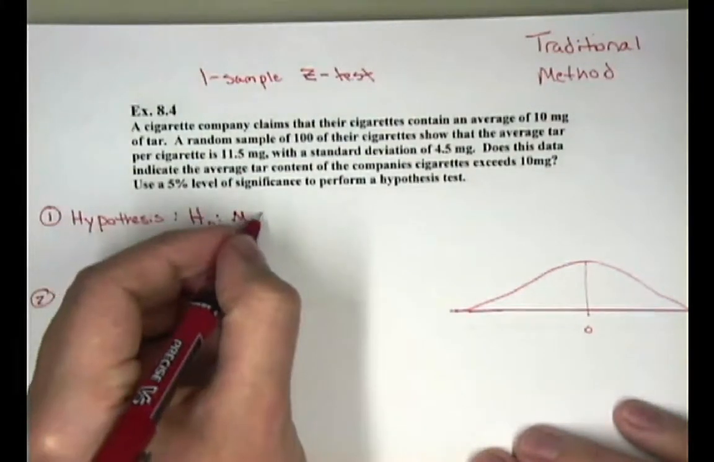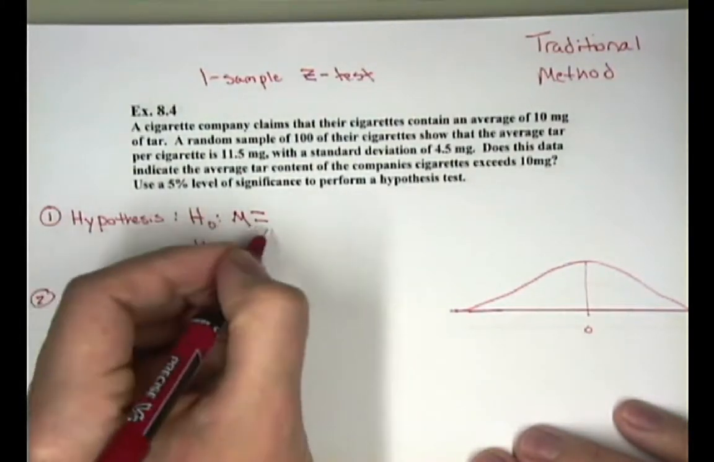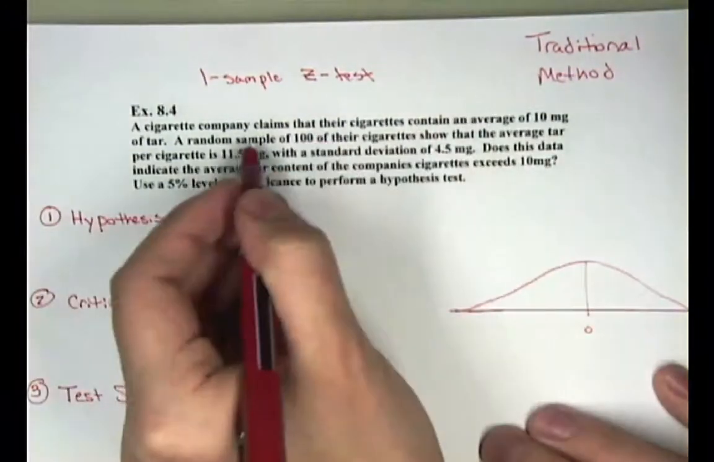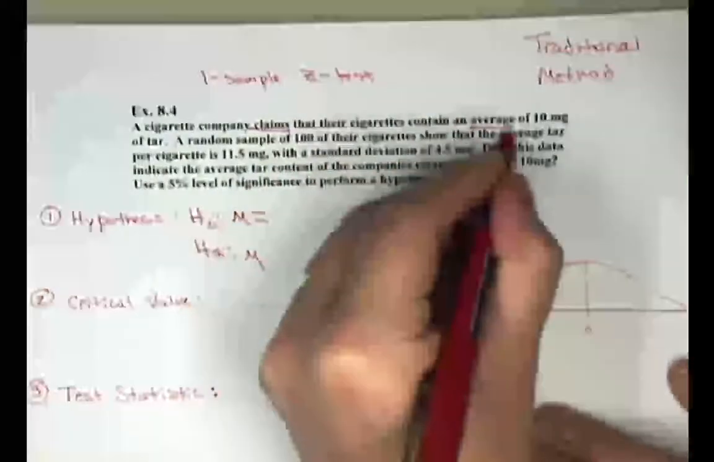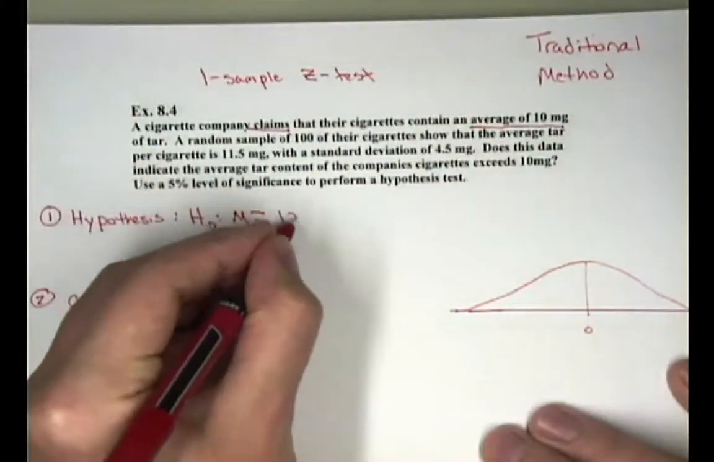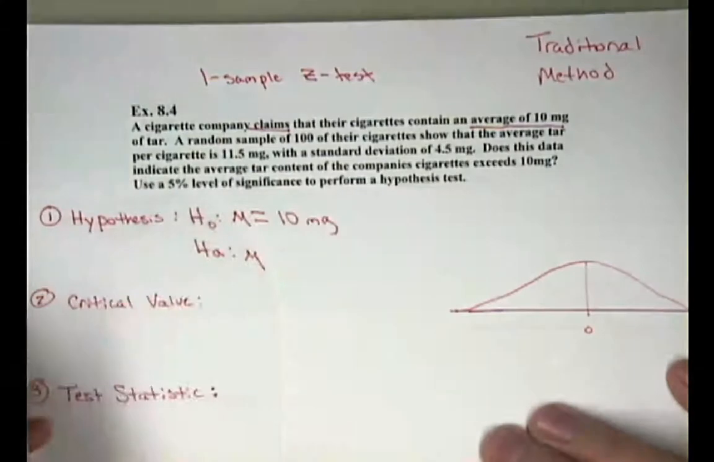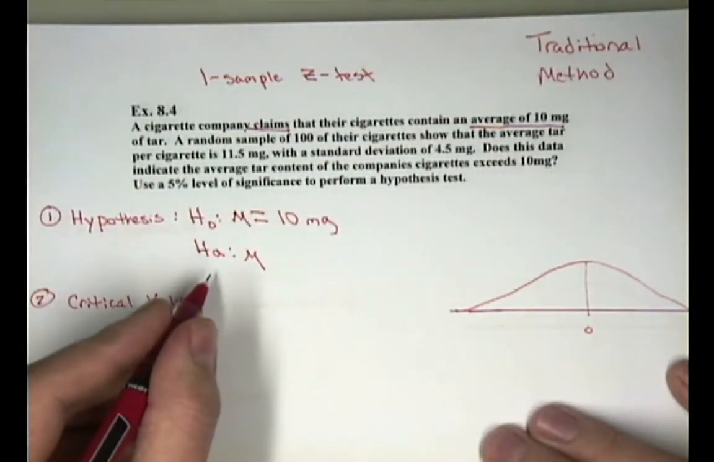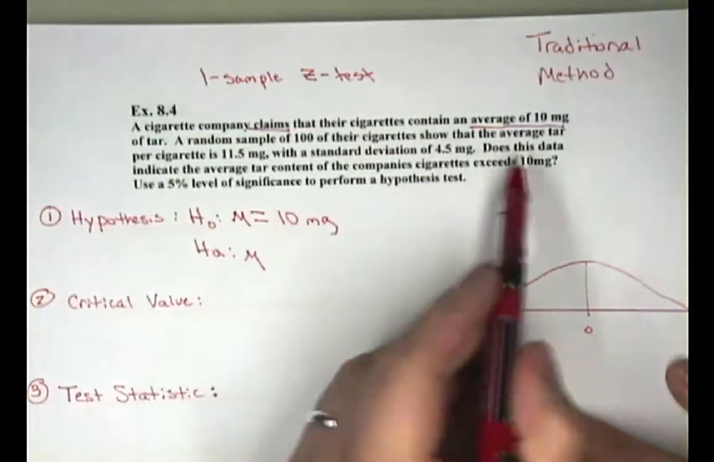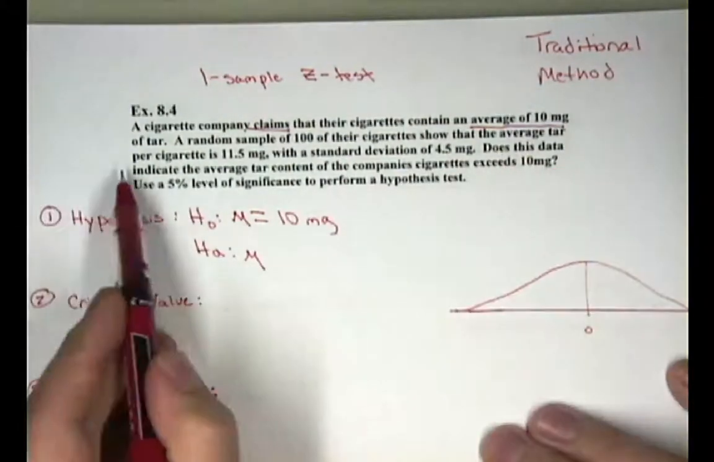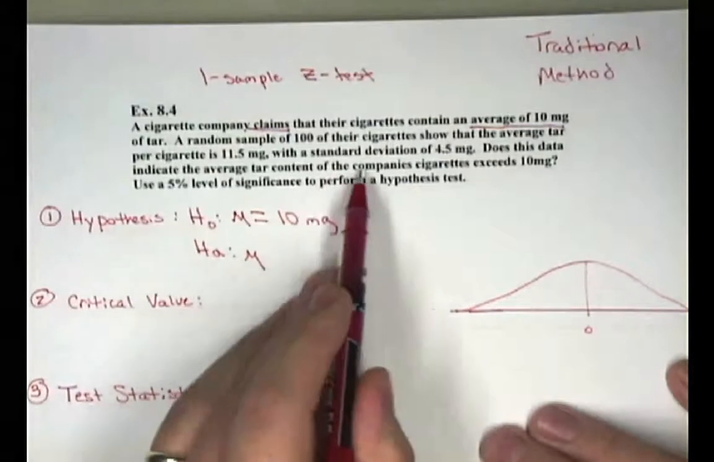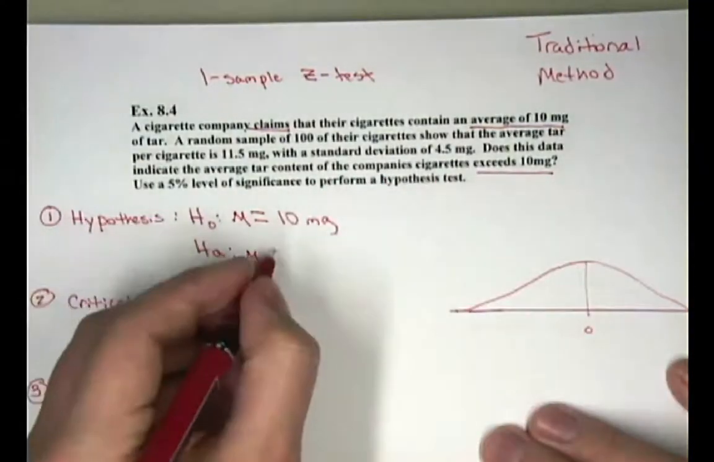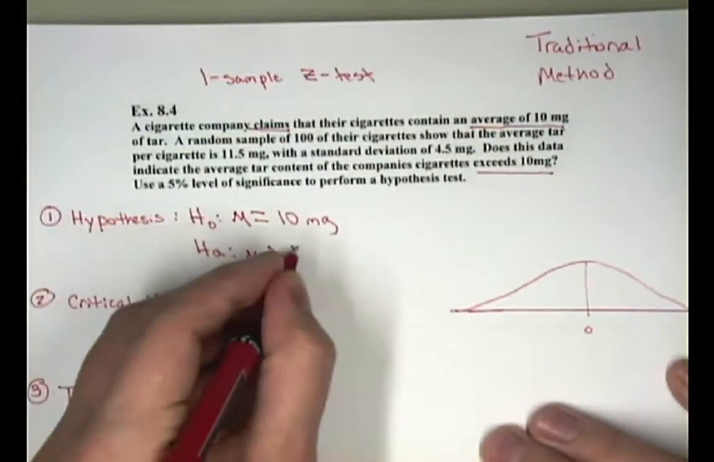H0 is always what they're claiming. So they were claiming that their cigarettes had an average tar content, right here, claims average of 10 milligrams. It's usually in the first sentence. And HA is what you're suspecting. So HA will be the question. It says, does the data indicate that the average tar content for the company's cigarettes exceeds 10 milligrams? So exceeds implies a greater than symbol.